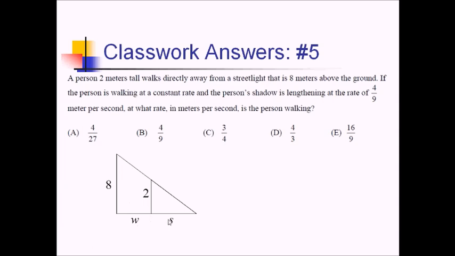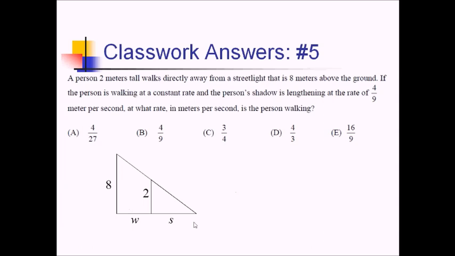All right, so how do we make sense of this situation? Ultimately, we want dW over dt, the rate at which the person is walking away from the street light. What are we given? Well, the person's shadow is lengthening at a rate of 4/9 meters per second, so they gave us dS over dt. We've got related rates going on, so we need to write an equation that ties all of this stuff together and then do a little implicit differentiation.